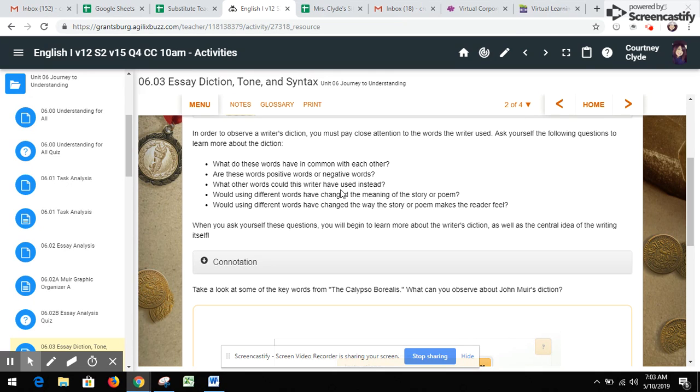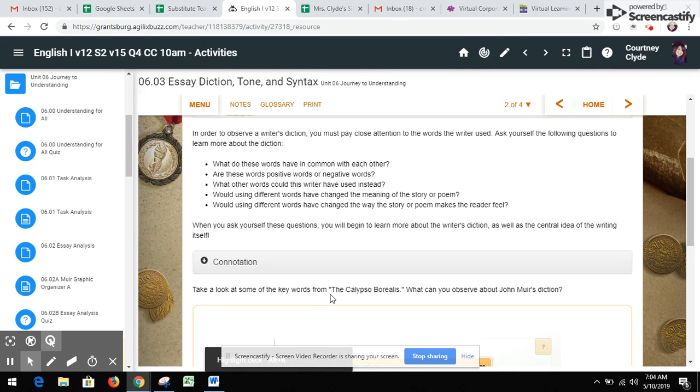Would using different words have changed the meaning of the story or the poem? Again, that gets into connotation. If there are substitutes, if there are synonyms, skinny and thin technically are the same thing, right? Pretty much. But the connotations that we have don't always make it the same thing when we're reading an essay or a story or a poem. Okay, so why would an author pick one versus the other? And that gets into that last question. Would using different words have changed the way the story or poem makes the reader feel?